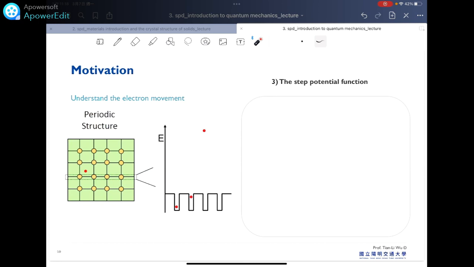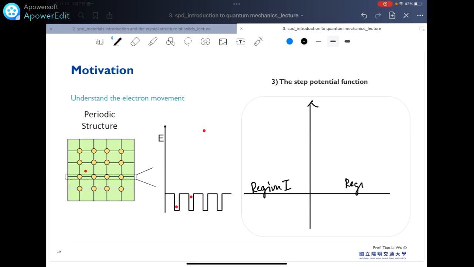And then the third case is if the electron is moving and faces a step potential function. So we have region 1 and region 2, and then a step potential function here with a potential V0. Now, if we have an incident electron movement in this direction, what will happen? We are curious about the electron movement facing a step potential function. So that will be the third case.